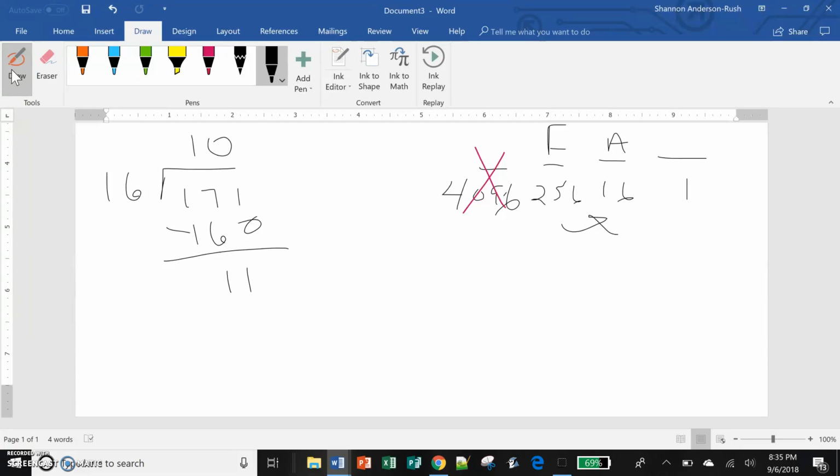I have 11 left. Move over to the ones place. How many times will 1 go into 11? Well, it goes 11 times. So the 11 goes over the 1, only I can't use 11. I've got to use the letter equivalent because I've exceeded the 9. So it's B. So 4,011 base 10 is FAB base 16.